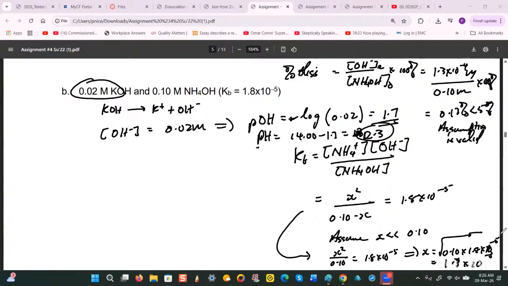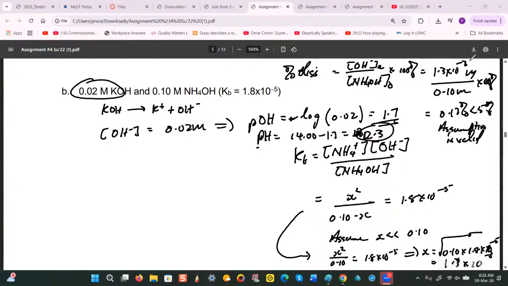And then let me see here. 0.1 times 1.8 times 10 to the minus 5. And then I find the square root of that. So this should be 10 to the minus 3. Okay, so which means that up here, this should be 10 to the minus 3. So let me make that correction up here.